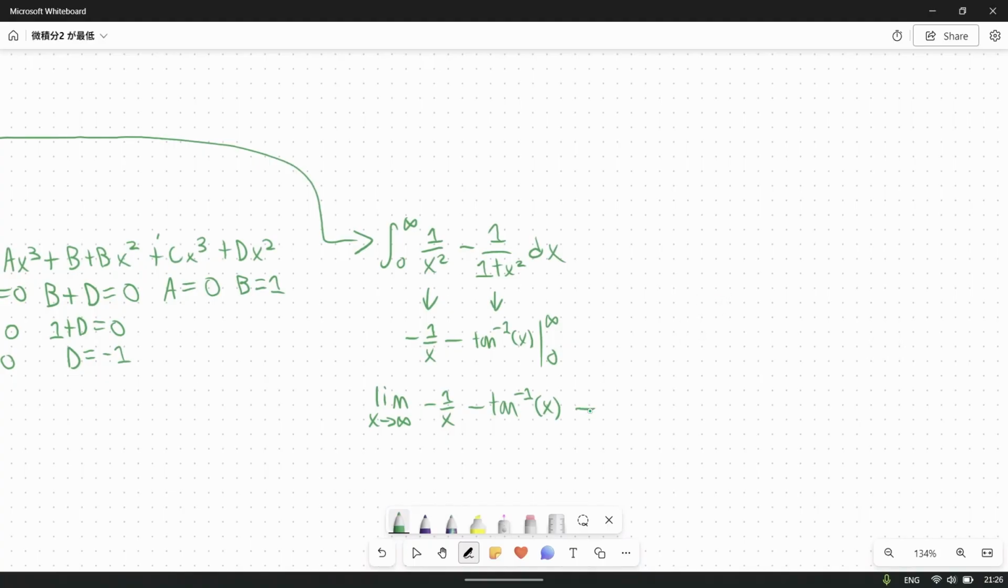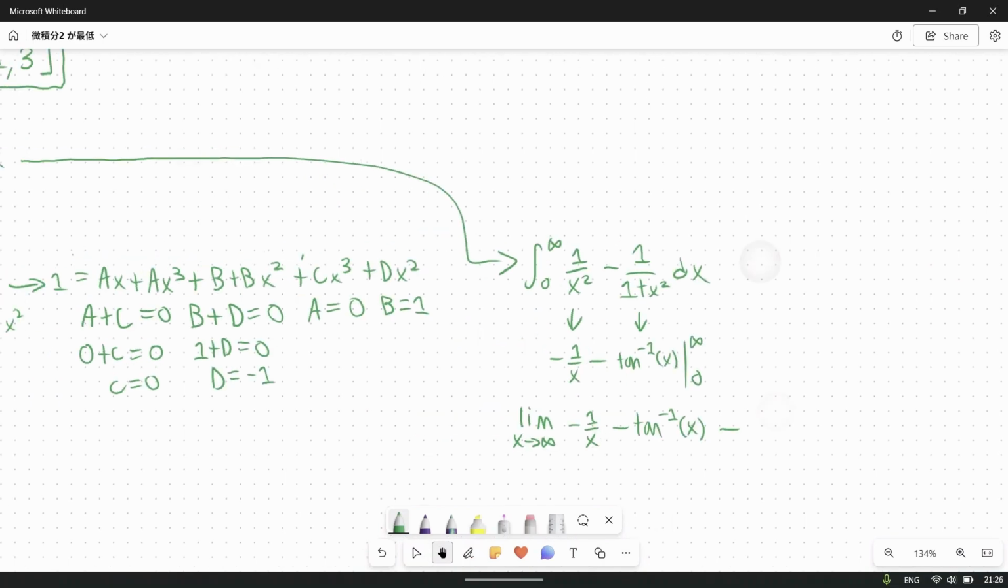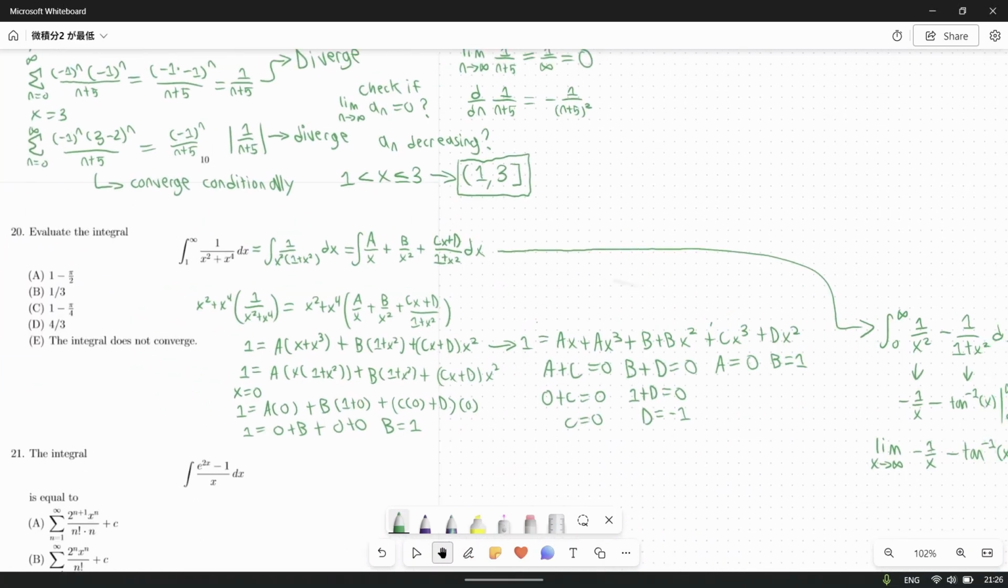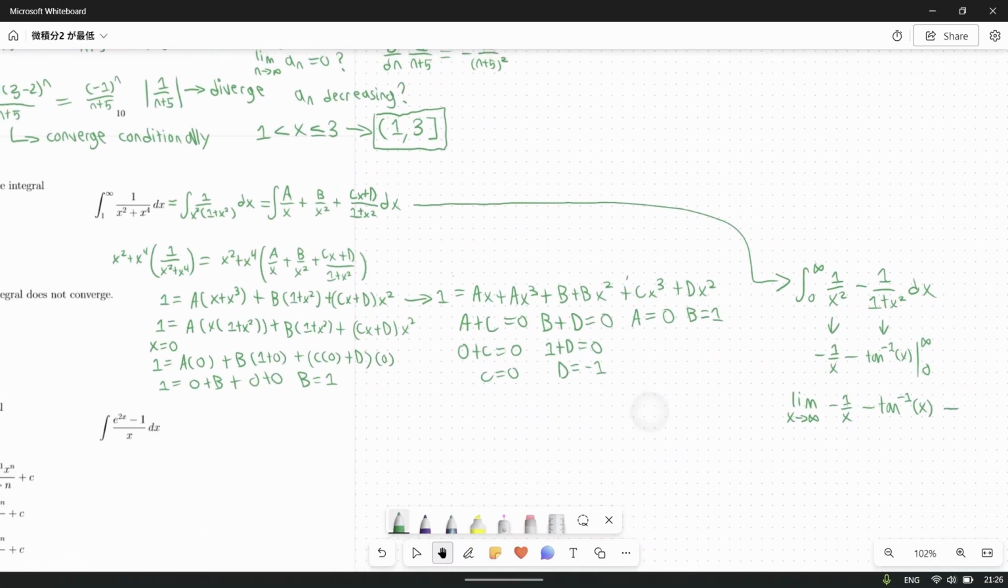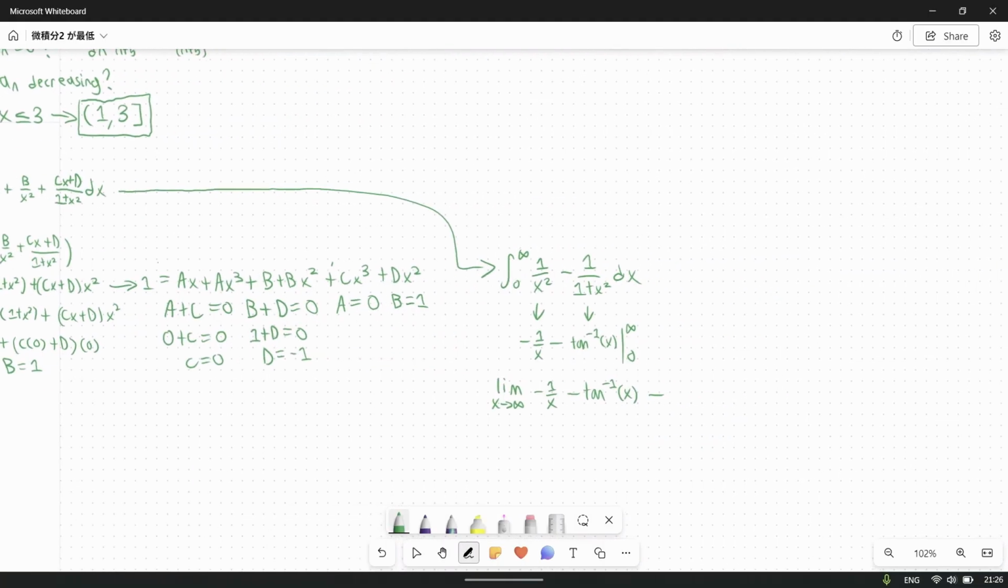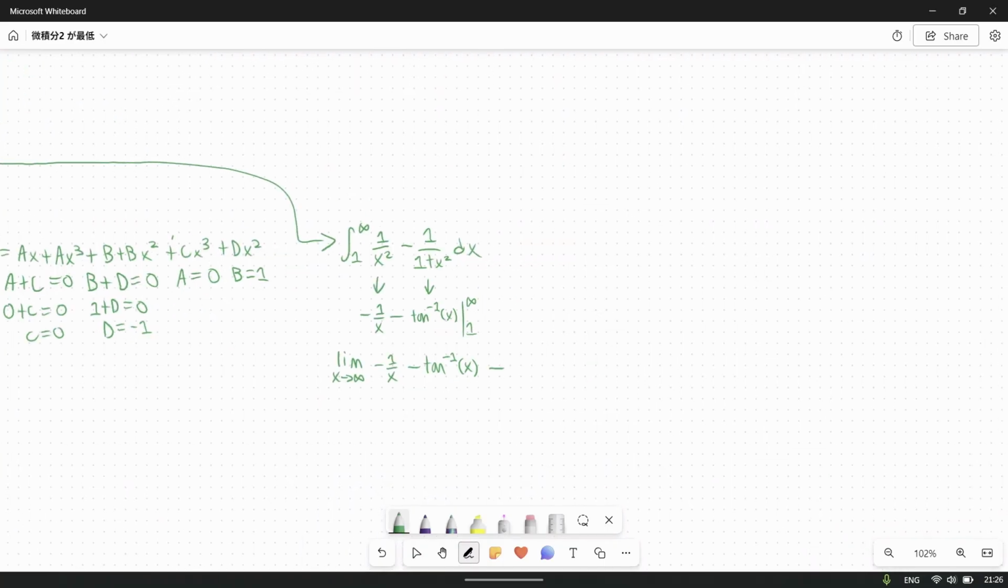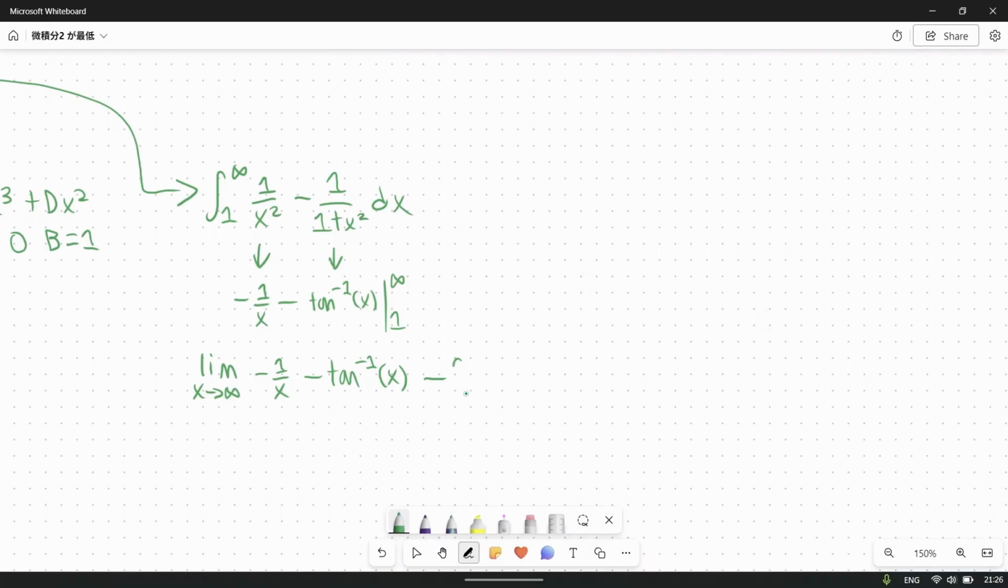minus just 0 a bunch of times. So that would just look like, wait a minute, I made a mistake. This is not supposed to be 0. The original question had the lower boundary as 1. My bad. So this integral is going to be from 1 to infinity, not 0 to infinity. So then you'd end up with minus negative 1 minus the tangent inverse of 1.